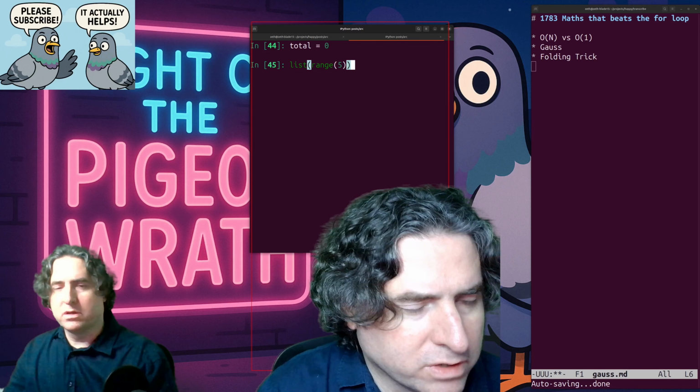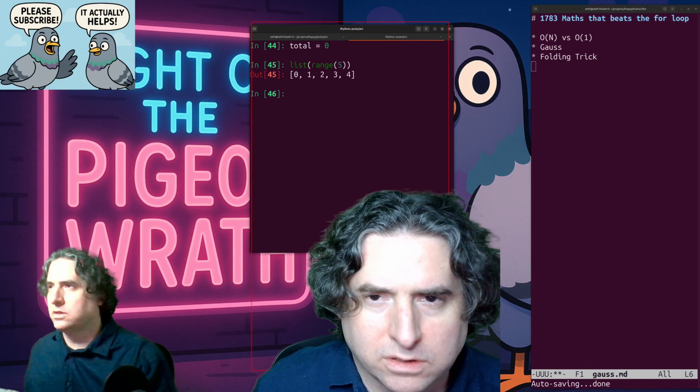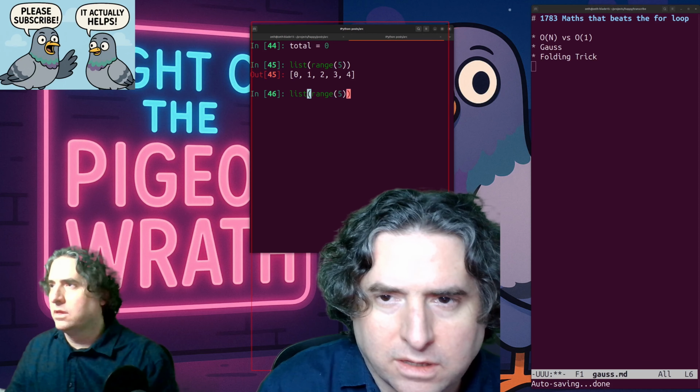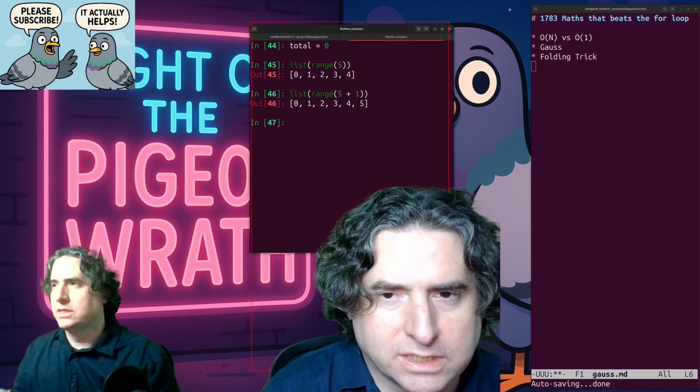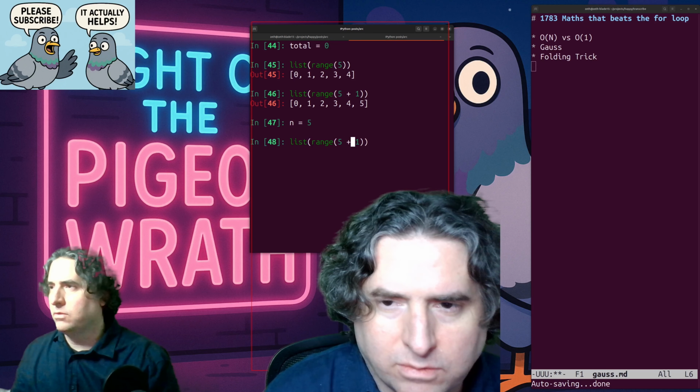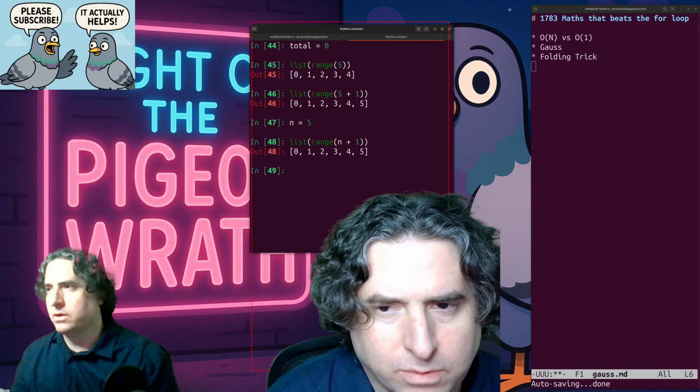The range function makes a series of integers: 0, 1, 2, 3, 4. But we want it to be inclusive of 5, so we have to increase that by 1. That gives us 0, 1, 2, 3, 4, 5. And if we set n to 5, then we can do range to n plus 1: 0, 1, 2, 3, 4, 5.